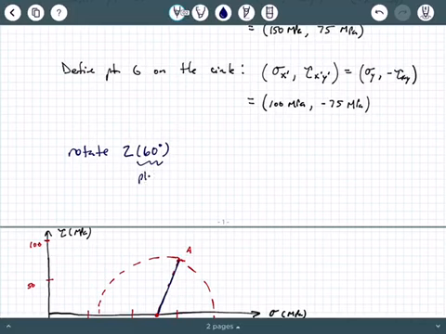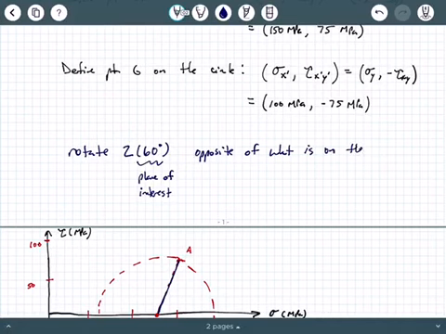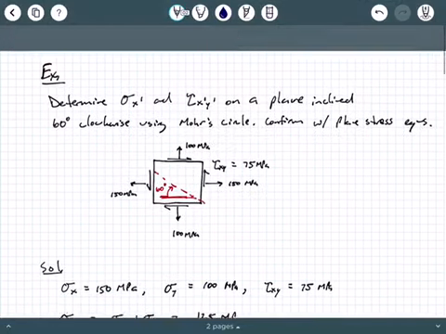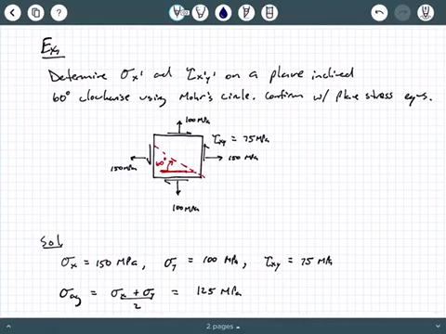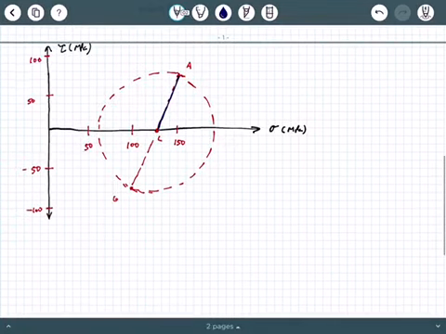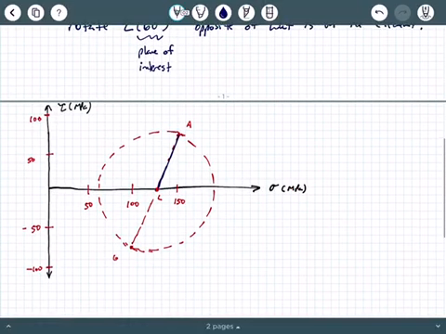So here we go. The next thing we're going to do, so this is the circle in general. The next thing we want to do is referencing that line AC. We're going to rotate 2 times 60 degrees, which was our plane of interest from the problem statement, opposite of what is on the element.